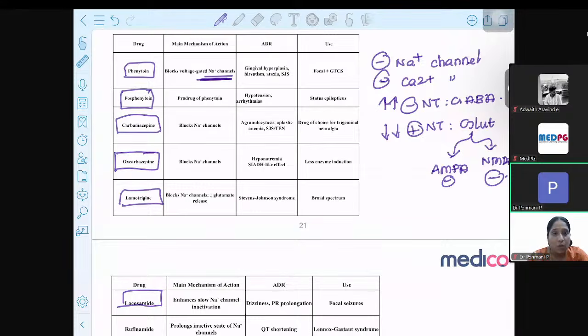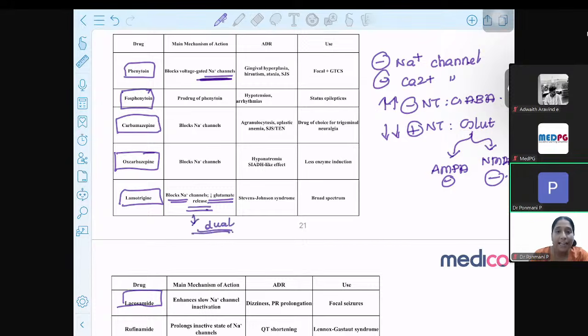One thing you have to know is the difference: lamotrigine has two different actions. It not only blocks the sodium channels, it also decreases the glutamate release. So lamotrigine has a dual mechanism here.